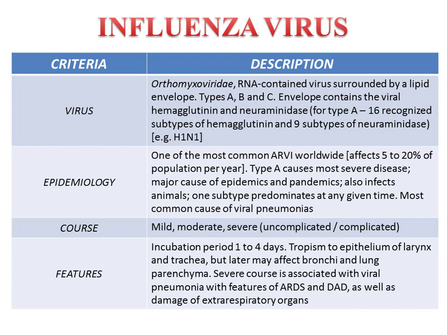The incubation period ranges from 1 to 4 days, and influenza virus has a tropism to the epithelium of the larynx and trachea, but later may affect bronchi and the lung parenchymal wall. Severe course is associated with viral pneumonia with the features of acute respiratory distress syndrome and diffuse alveolar damage, as well as damage of some extra-respiratory organs. We'll talk about this later.